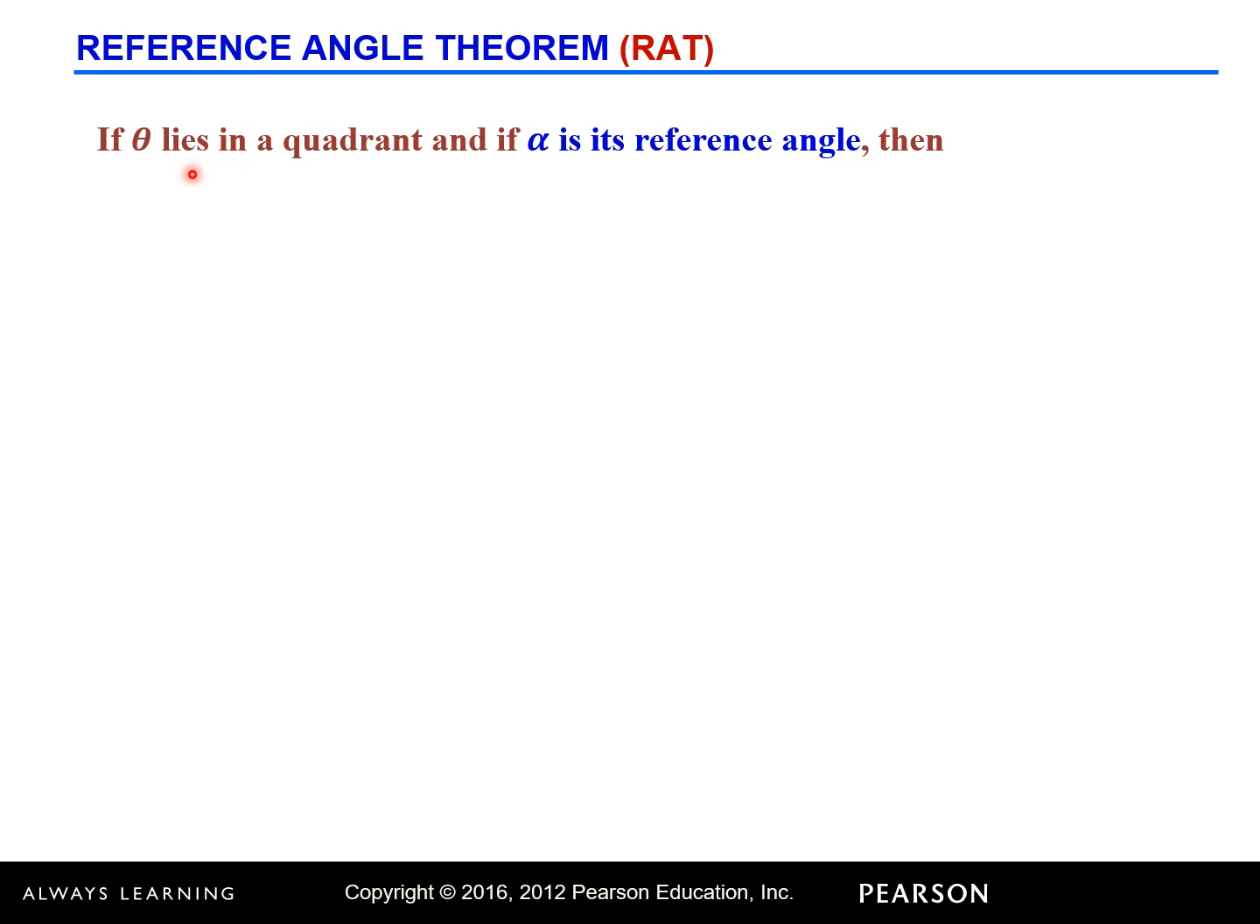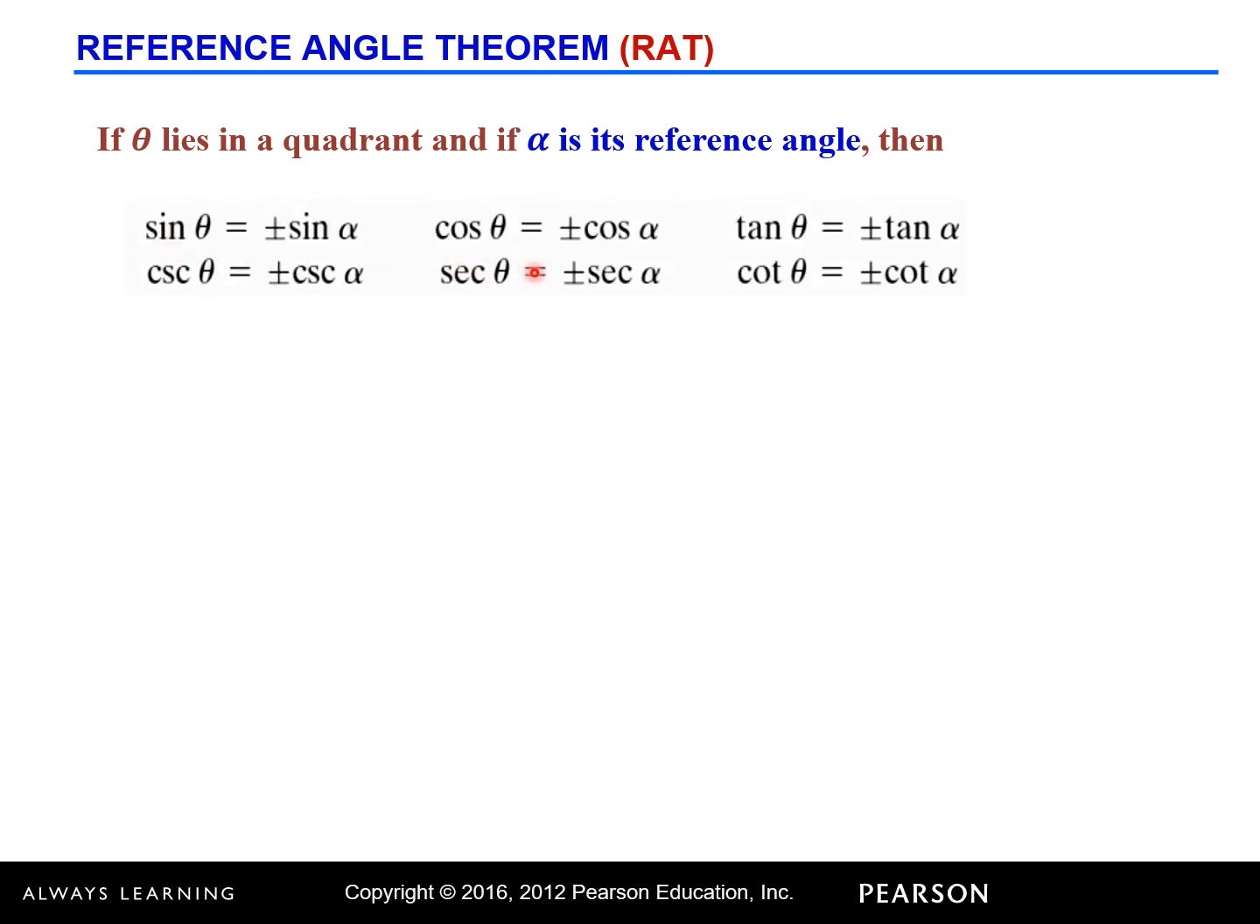To define the reference angle theorem, if theta lies in a quadrant and alpha is the reference angle of this theta, then the following equivalent expressions are equal. So for example, sine theta is equal to plus or minus sine alpha. You can see here that the function never changed. This is sine, this is also sine, but this alpha is the reference angle of theta. And the sign here of the sine function is either positive or negative. The sign depends on the quadrant in which theta lies.